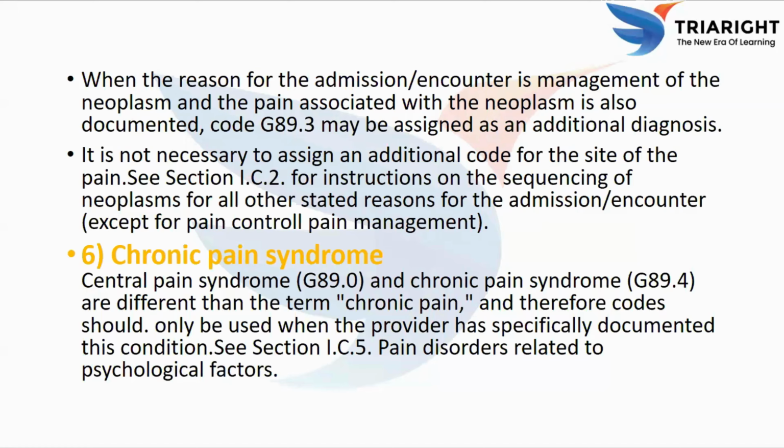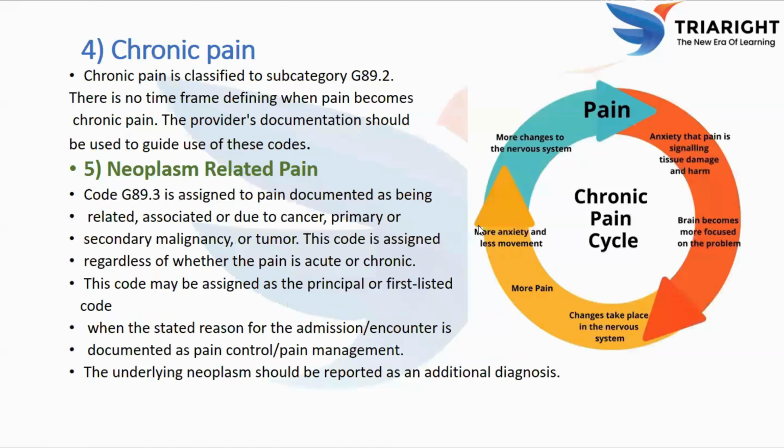There is no need to code the site of the pain separately. G89.3 already indicates the pain is due to a cancer, which is enough. You do not have to add the R-related series again. It's enough to give G89.3. It already indicates the pain. And sequencing instructions: what are the sequencing instructions? You have to use G89.3 as principal diagnosis only when the encounter is for pain control or pain management due to neoplasm, due to cancer. So this is about neoplasm related pain.